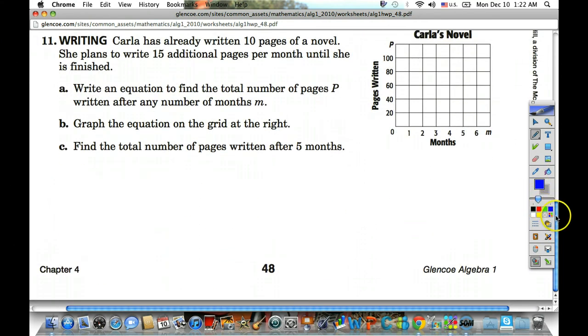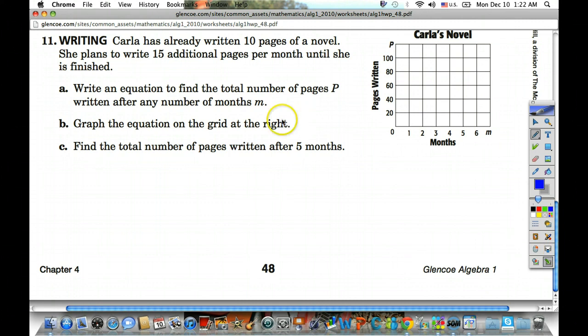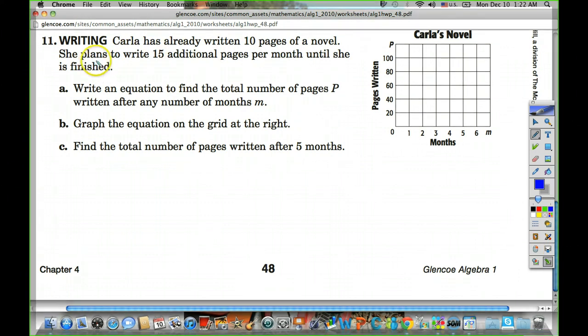Alright, moving on to a word problem here. Writing. Carla has already written 10 pages of a novel. She plans to write 15 additional pages per month until she is finished. Write an equation to find the total number of pages P written after any number of months M. So your total number of pages P is going to equal 15 times M per month, since she's writing 15 pages per month. She's already written 10 pages, so you're going to add the 10 pages. There's your equation.